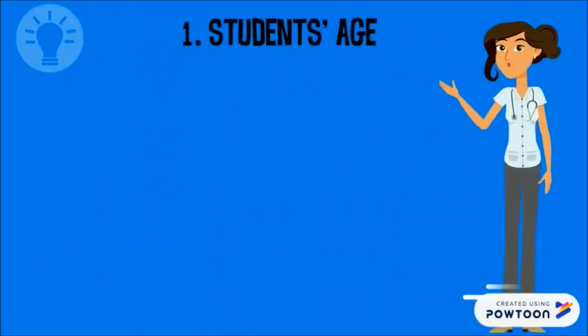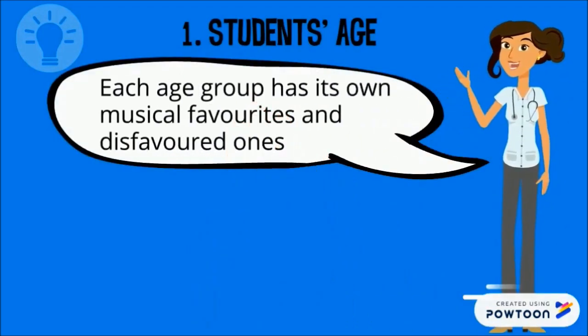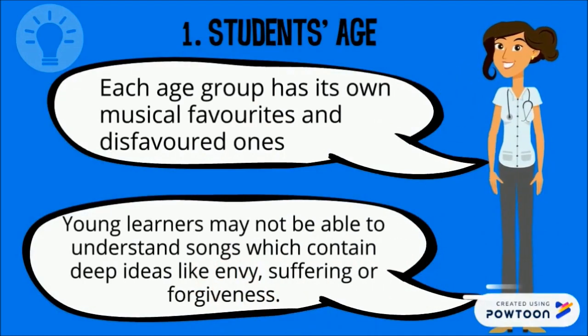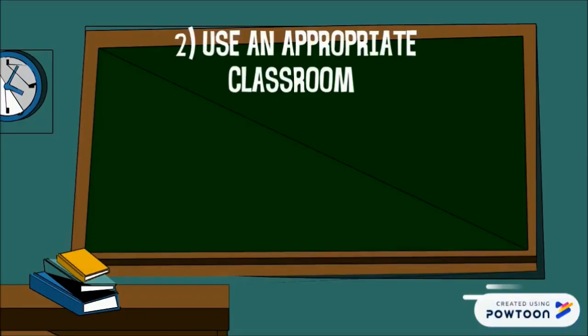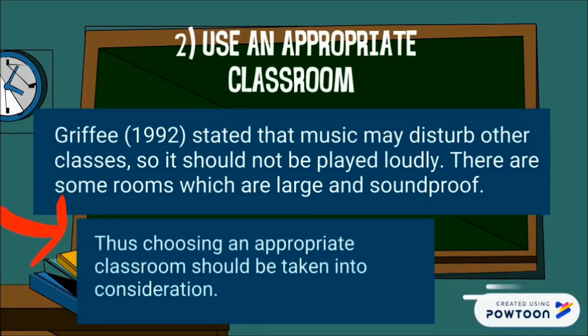For the first criterion, teachers need to consider students' age, because each age group has its own musical favorites and disfavored ones. Young learners may not be able to understand songs which contain deep ideas like envy, suffering, or forgiveness. Second, when doing a song-oriented activity, the teacher must use an appropriate classroom. Griffee 1992 states that music may disturb other classes, so it should not be played loudly. So try to find a soundproof room.